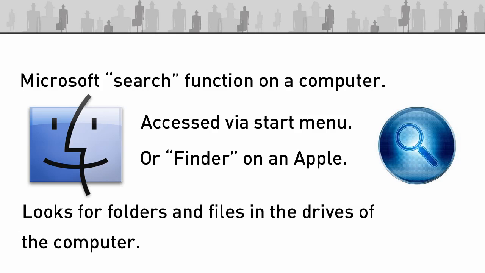A desktop search engine is basically a search engine that you find on your local computer. So if you're looking at a Microsoft search function, it's often accessed via the Start menu, where you can search for files and folders. In the Apple Mac environment, it's the Finder. And what the desktop search engine does is look for folders and files in that computer.